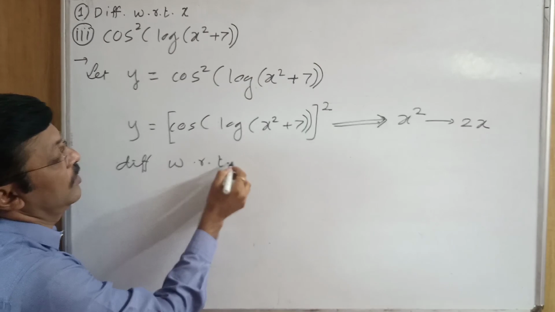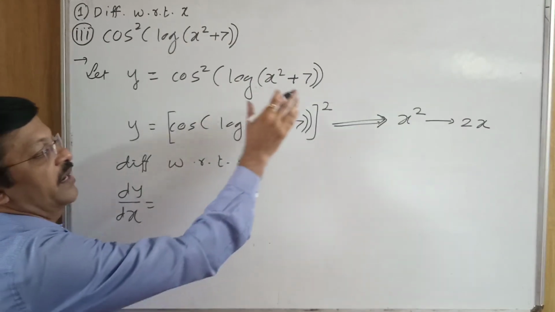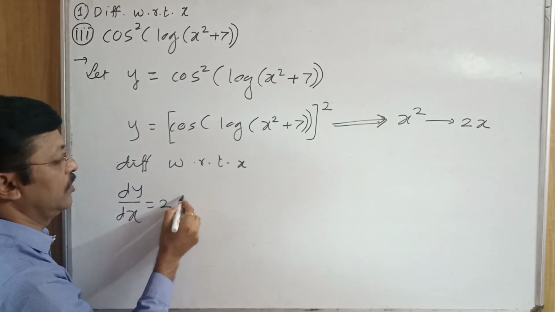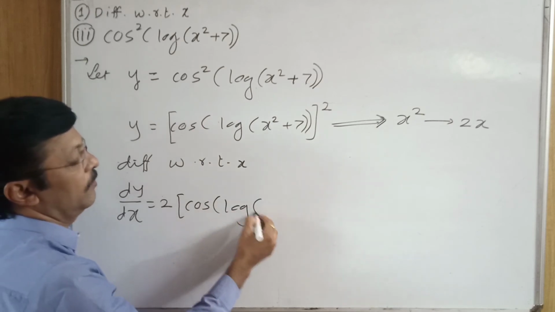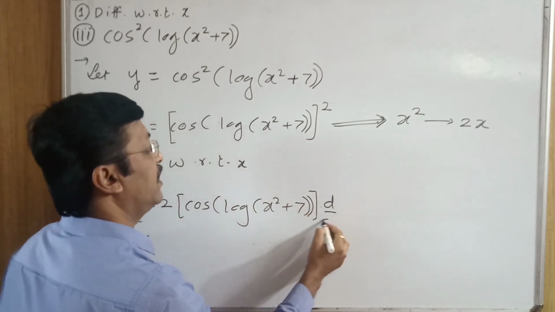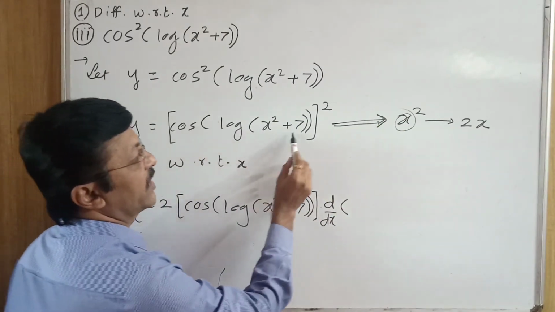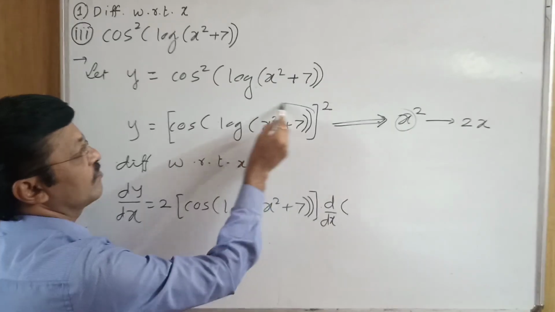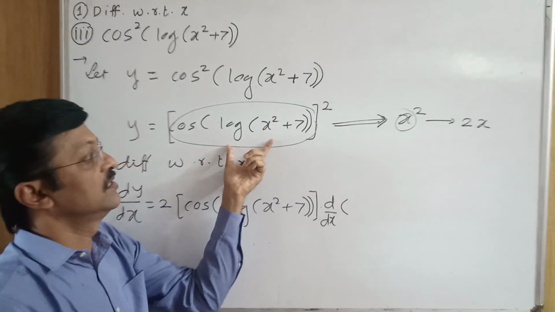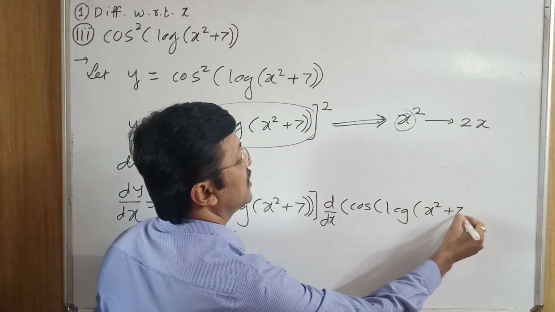Differentiating with respect to x, you will get dy by dx is equal to, now like I said, we compare this bracket square with x square. So the derivative of x square is 2x. The derivative of this bracket square will be 2 into that bracket, 2 into cos of log of x square plus 7, and after that we have to multiply this by d by dx of the replacement of x. When you compare these two, what is x replaced by? You compare this bracket square with x square. So x is replaced by this bracket. So what is that bracket containing? It is cos of log of x square plus 7.